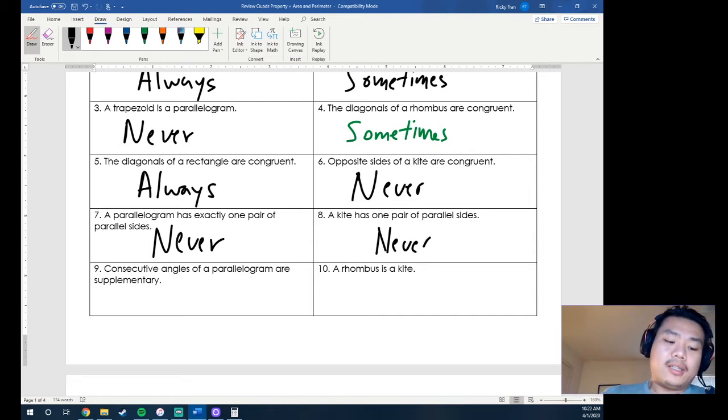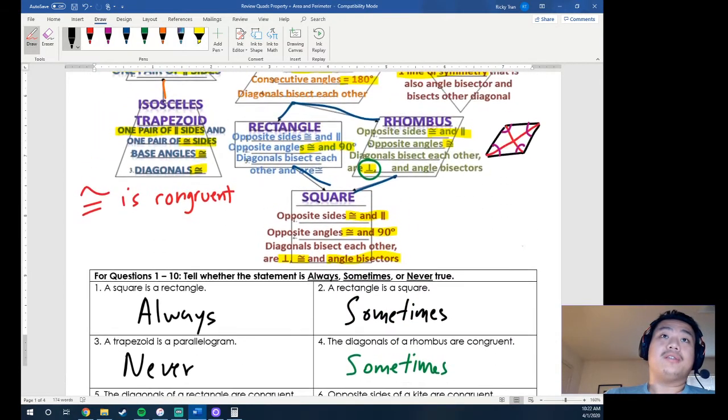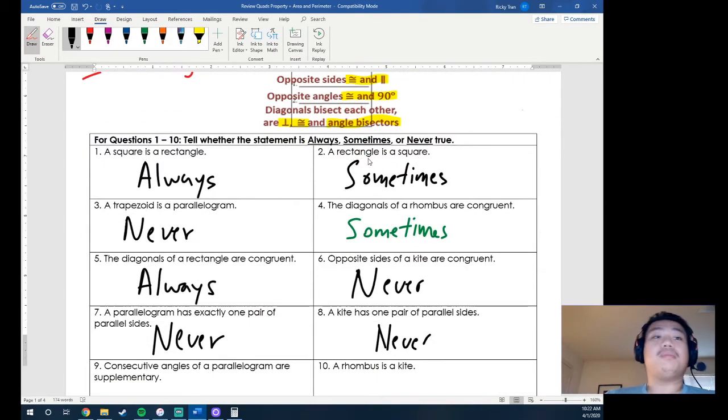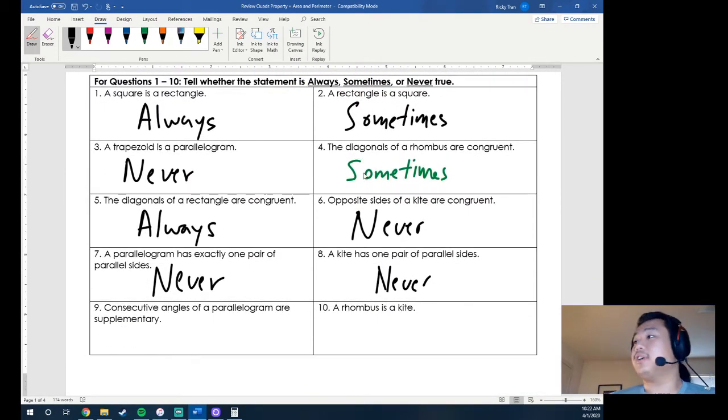Okay? Consecutive angles of a parallelogram are supplementary. Let's take a look. Consecutive angles are 180. Does supplementary mean add up to 180? Yes. Therefore, yes. Always.